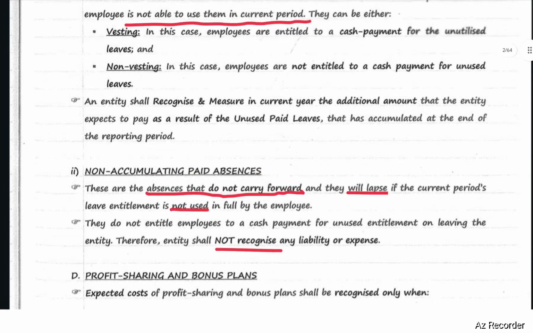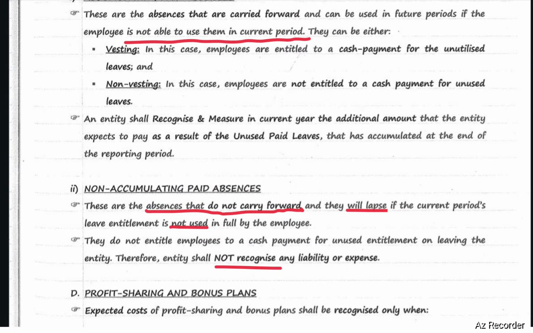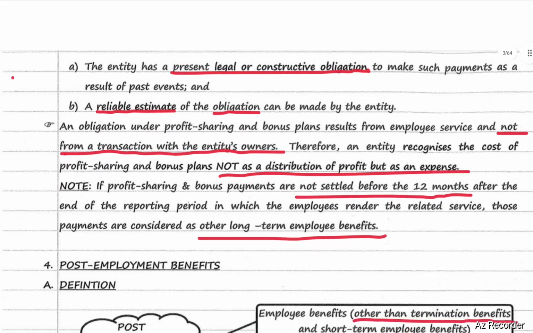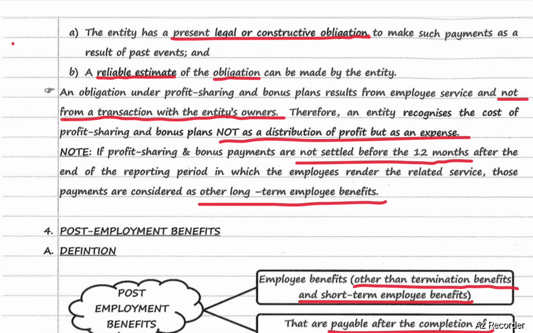Next, profit sharing and bonus plans. Expected costs of profit sharing and bonus plans shall be recognized only when the entity has a present legal or constructive obligation to make such payments as a result of past events, and a reliable estimate of the obligation can be made by the entity.